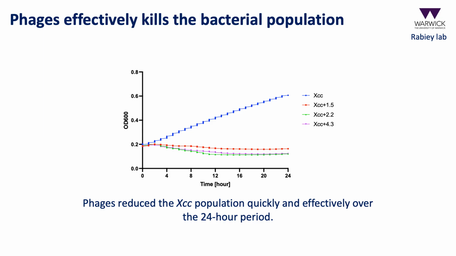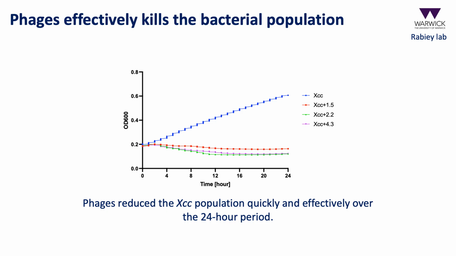And one of the first things we do when we collect phage is a lot of killing curve assays. What I mean by that is that we measure the bacteria population, or what we call optical density, over time. Here I'm showing you a 24 hour reading of bacteria population absorbance. Here you can see the pathogen on its own, and over time it grows exponentially. But when we add phage, we have 3 phages here, phage 1.5, 2.2, or 4.3. When we add phage, you can see that the XCC population cannot grow.